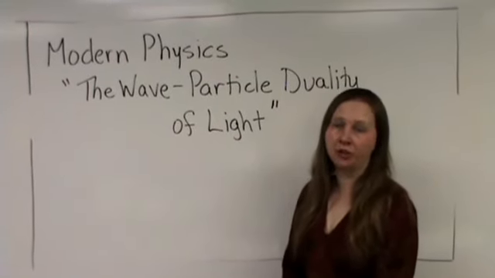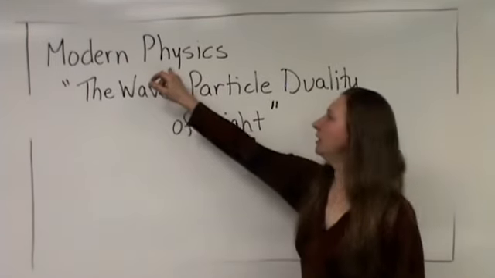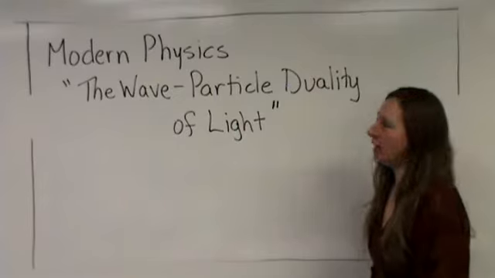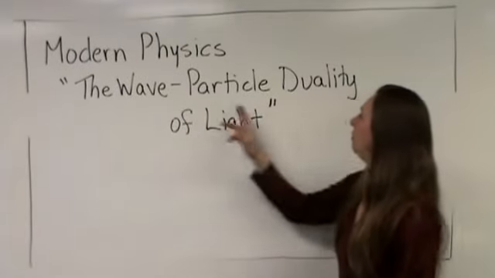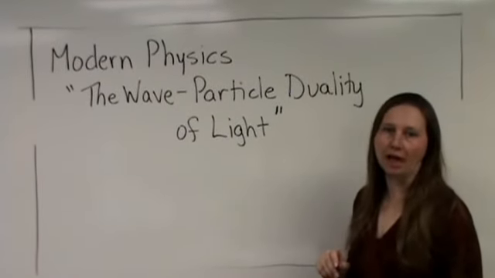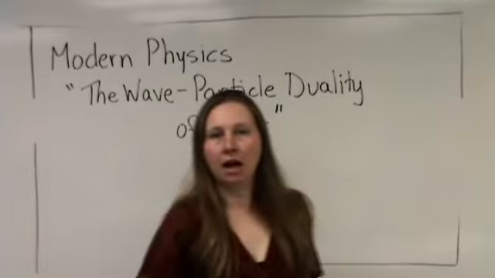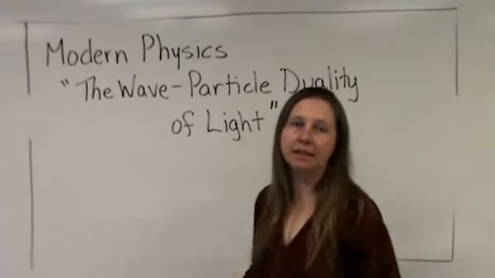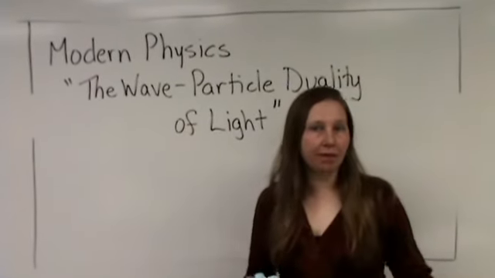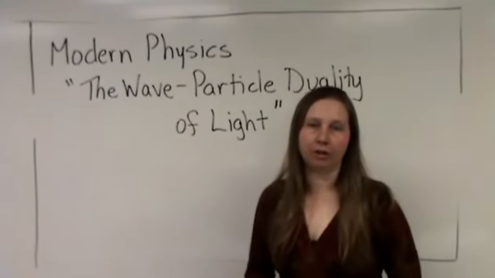This is the first section of the modern physics topic. This section is called the wave-particle duality of light. In this section, I'll be explaining how light can act as both a wave and as a particle.